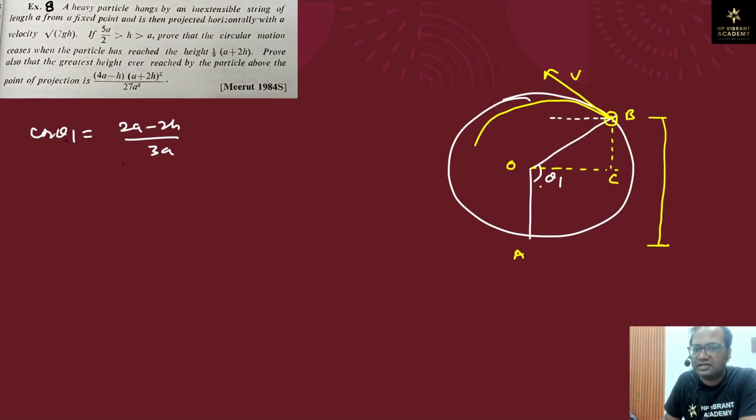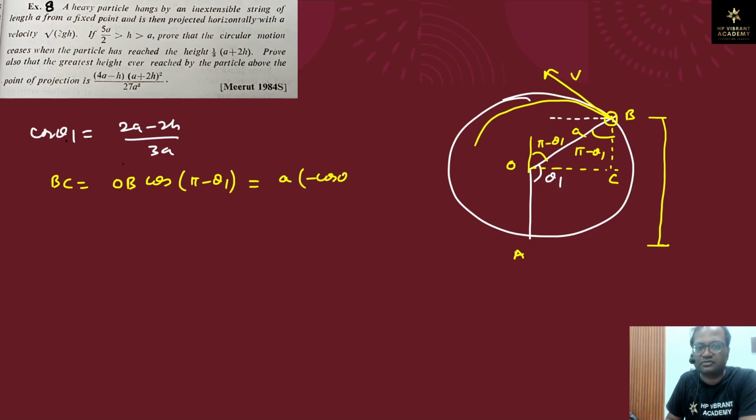We have this angle as theta 1, so this angle will be pi minus theta 1. This angle will also be pi minus theta 1. So we have BC is equal to OB cos of pi minus theta 1. OB is A, so this is equal to A times minus cos theta 1.